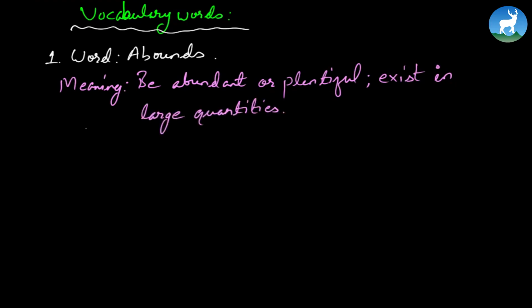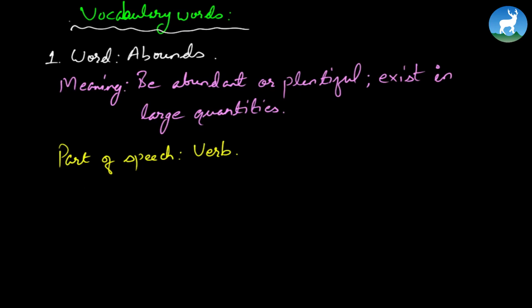Once we know its meaning, we go for part of speech. Now part of speech is always given next to the word in the dictionary. In this case it's verb. And usually we come across 4 parts of speech here: verb, noun, adverb, or adjective.